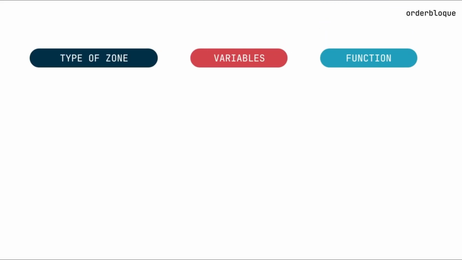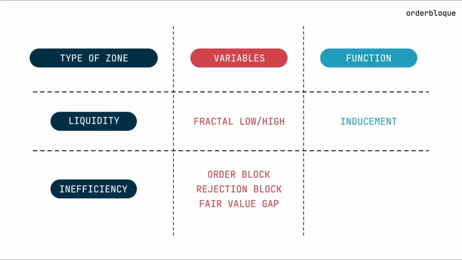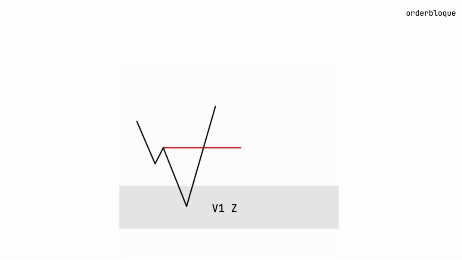Zones of interest, in turn, are divided into 2 types: liquidity zones and inefficiency zones. It's important to understand that the same variables can describe both the type of zone and its function. For example, a fractal low or high belongs to a liquidity zone, but can also serve as an inducement function. I'll explain why later. Similarly, order blocks, rejection blocks, and fair value gaps belong to inefficiency zones, but have the function of volume confirmation. This is because they directly indicate areas where significant volumes come into play, making them crucial for confirming our ideas.